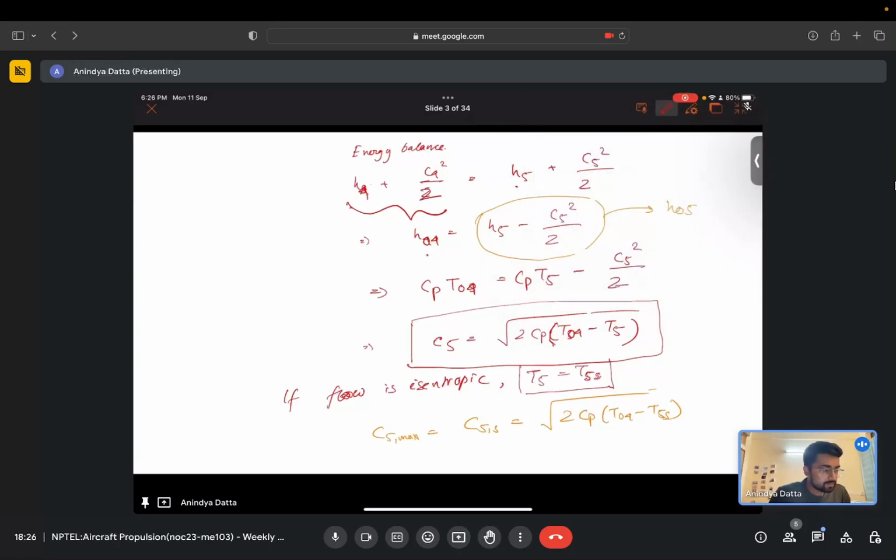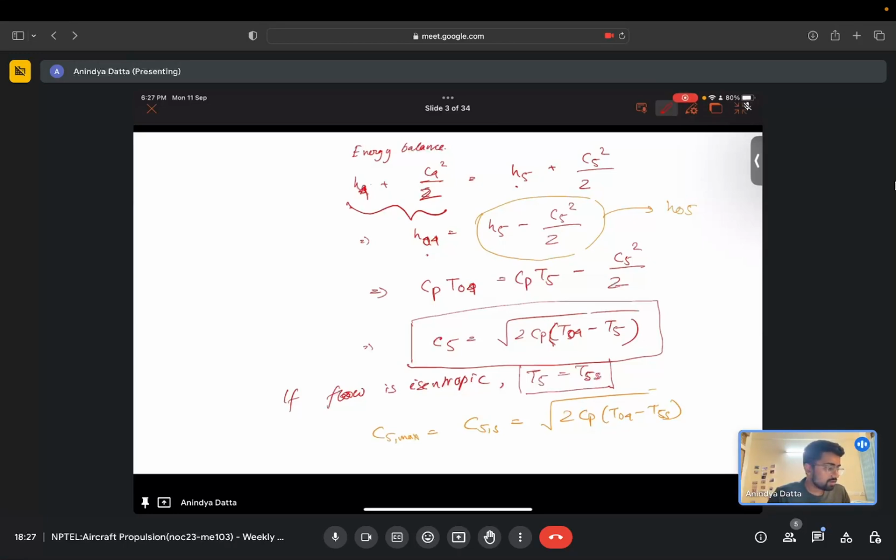So H4 plus kinetic energy equals H5 plus kinetic energy at the exit. On the left hand side we write the entire thing as the stagnation enthalpy, and on the right hand side we keep it as it is, replacing enthalpy with Cp times temperature. Stagnation enthalpy becomes Cp times the stagnation temperature, and on the right hand side we have Cp times the static temperature at exit plus C5 square by 2. If we rearrange, C5 is the square root of 2 Cp times the difference between the stagnation and static temperature.